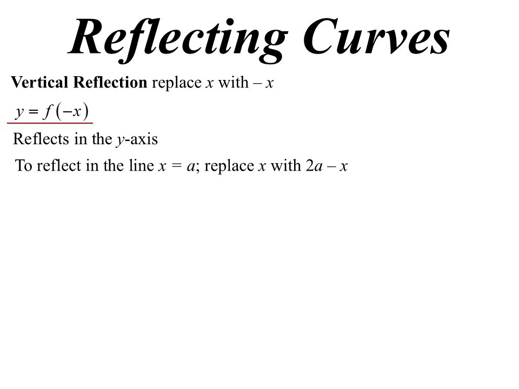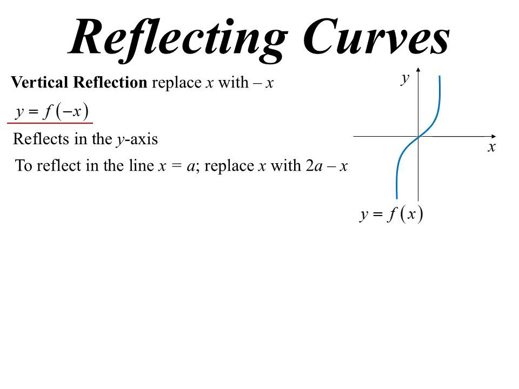Effectively what we do, if I want to reflect in the line x equals a, so it's still a vertical one, I will replace x. Yes, it's still minus x because of the reflection, but to take into account the shift, 2a, not a, but 2a minus x. And let me try and explain why.